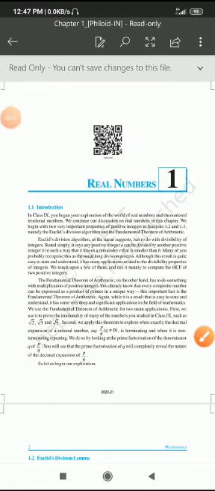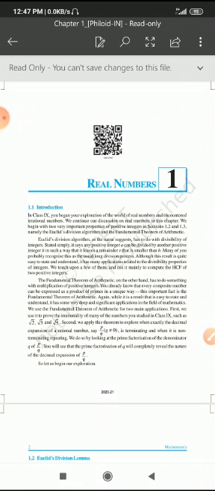Good morning, children. Now I am going to discuss grade 10 mathematics chapter 1, that is real numbers. What are real numbers? The collection of rational numbers and irrational numbers is called the set of real numbers, and it is denoted with capital letter R.